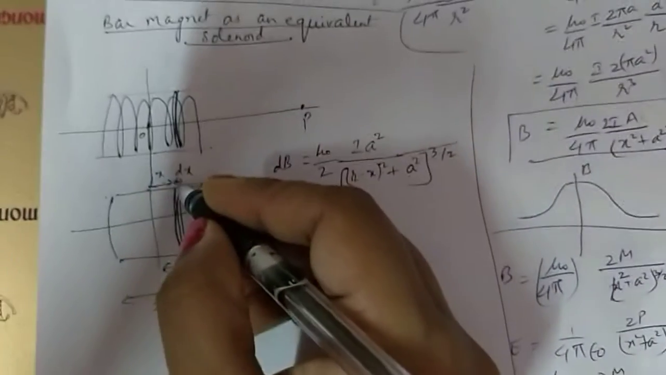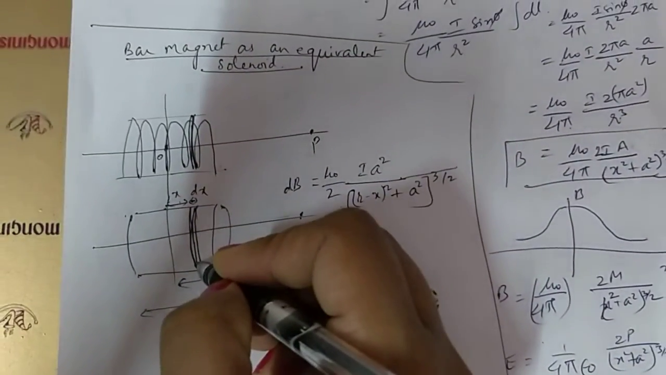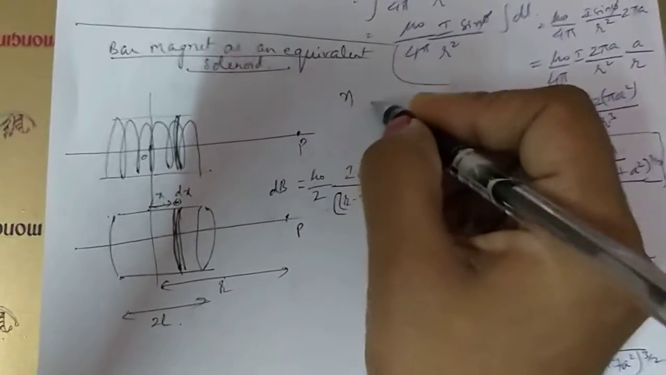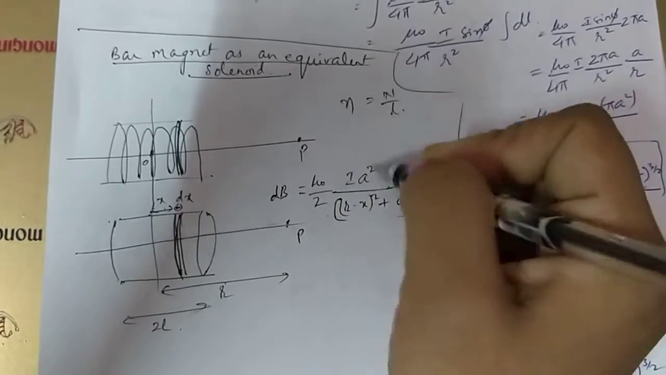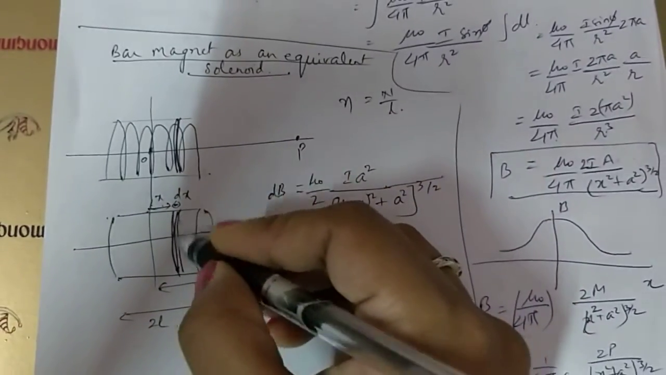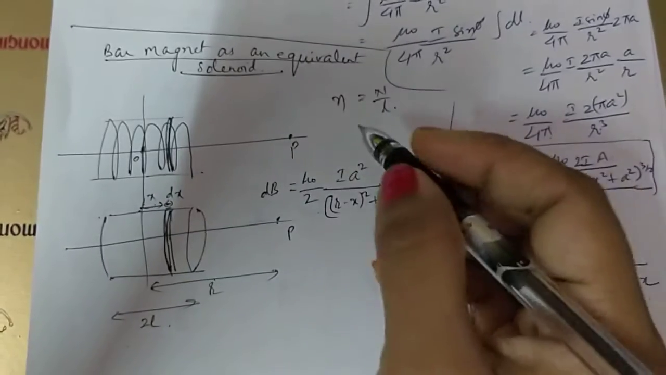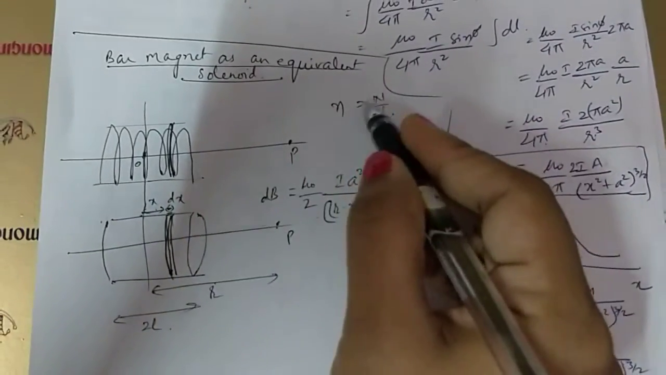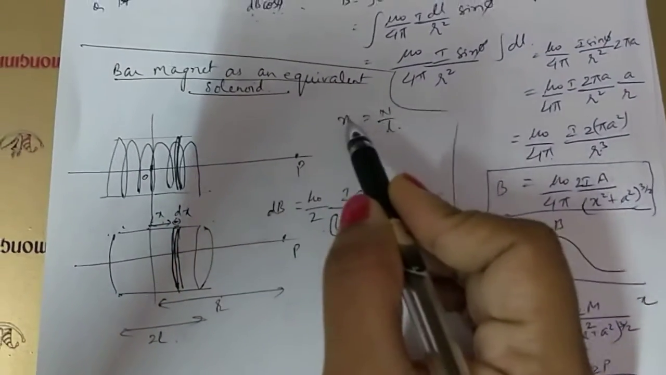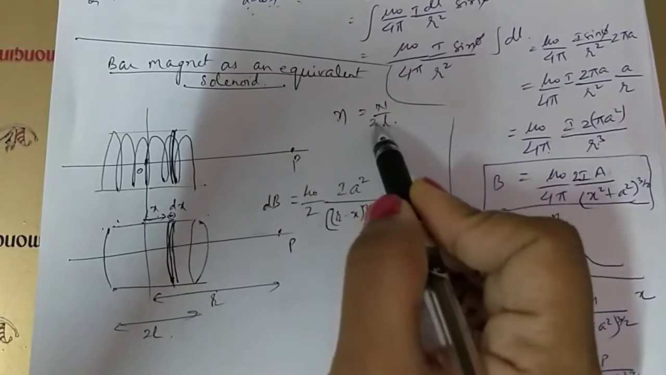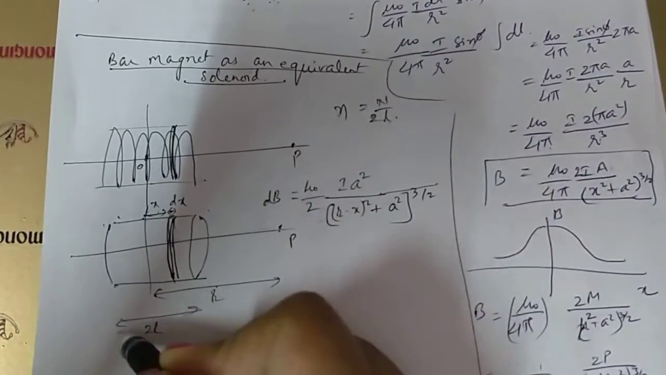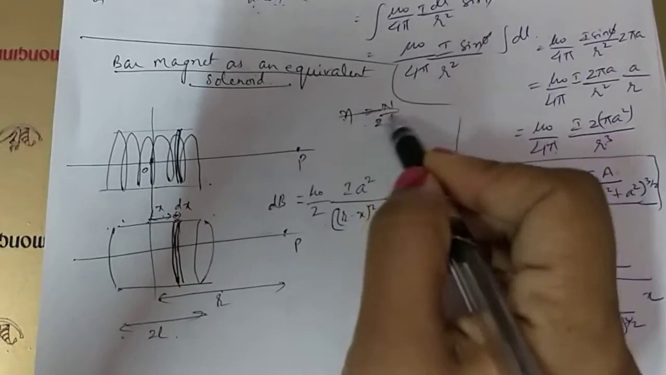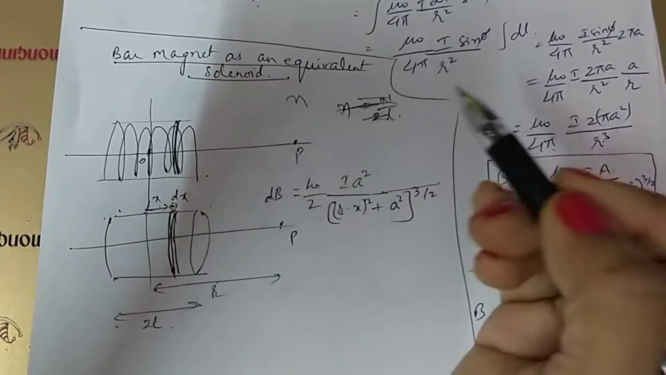And there is not a single turn, there are many turns. So generally n is the number of turns per unit length. So in only this dx part, the number of turns will be n into dx. The total number of turns from here to here will be n into 2l, because here the length is 2l. So basically small n is the number of turns per unit length.